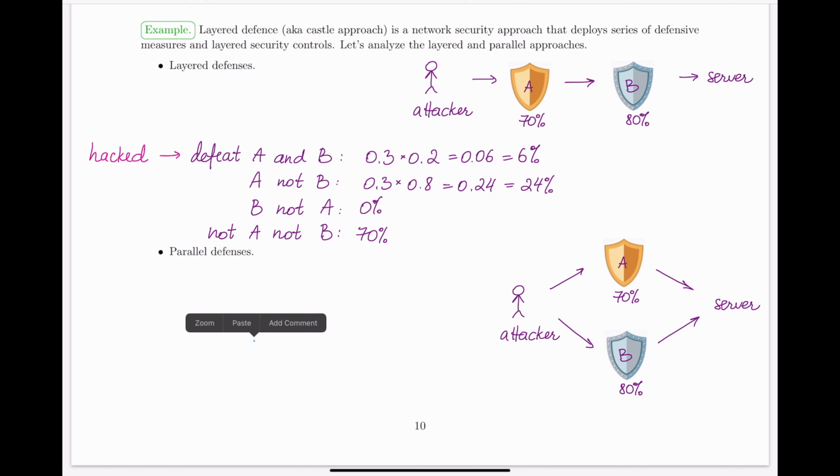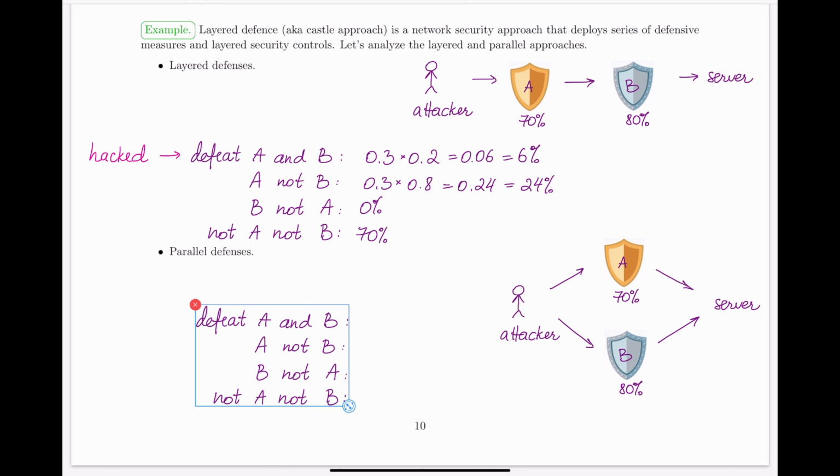So what do we have? We can defeat A and B, in which case we are, of course, going to get hacked, right? If the attacker defeats both, well, just one path is enough. So if they defeat both, then this is certainly not good for us, because then we can't even close one gate and hope that the second one keeps us secure. Attacking A but not B, well, if they are able to get through A, they will still be able to get through to the server, which means that the second scenario is also corresponding to being hacked.